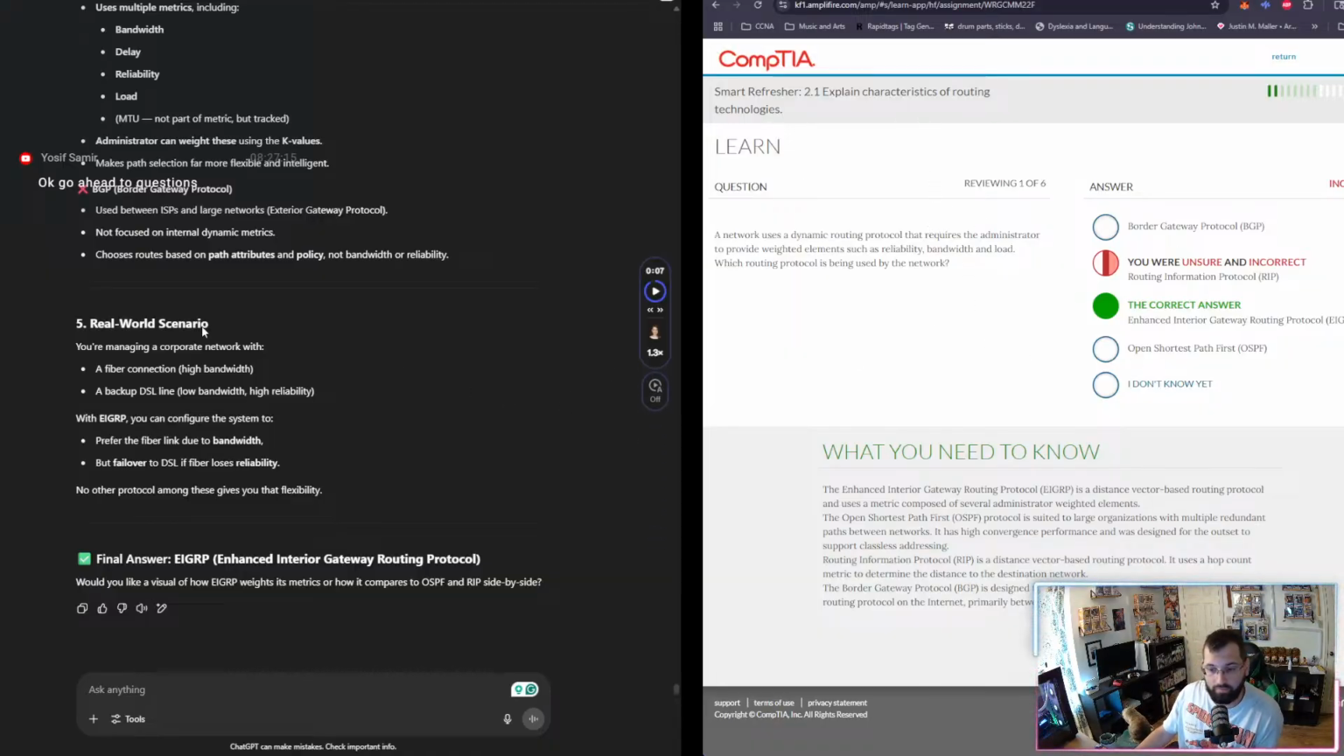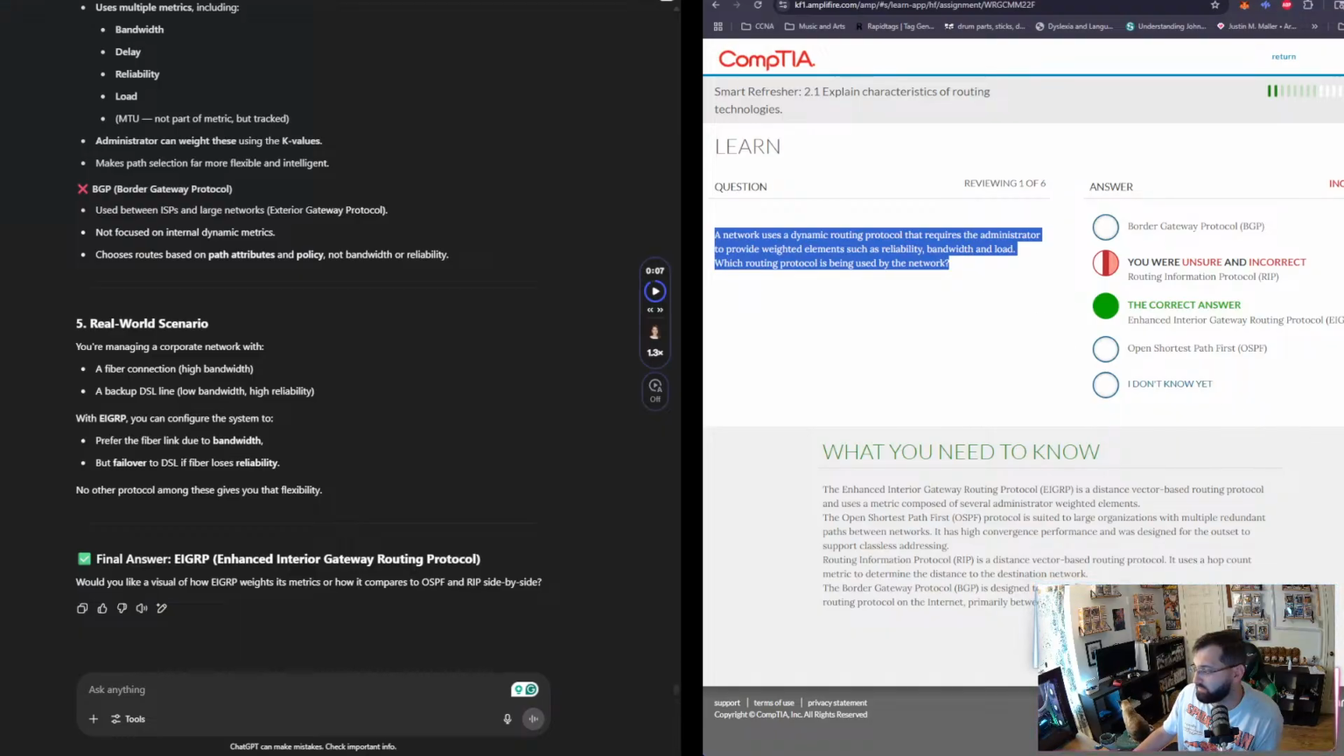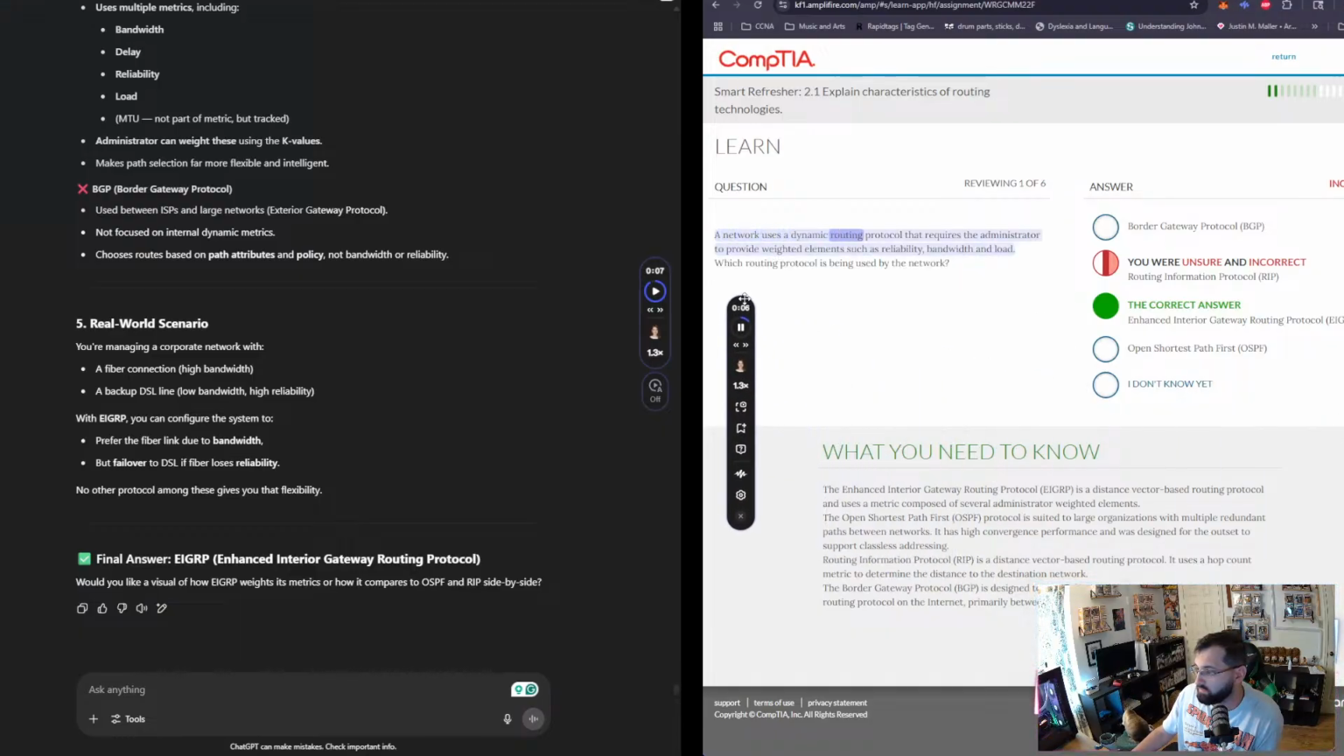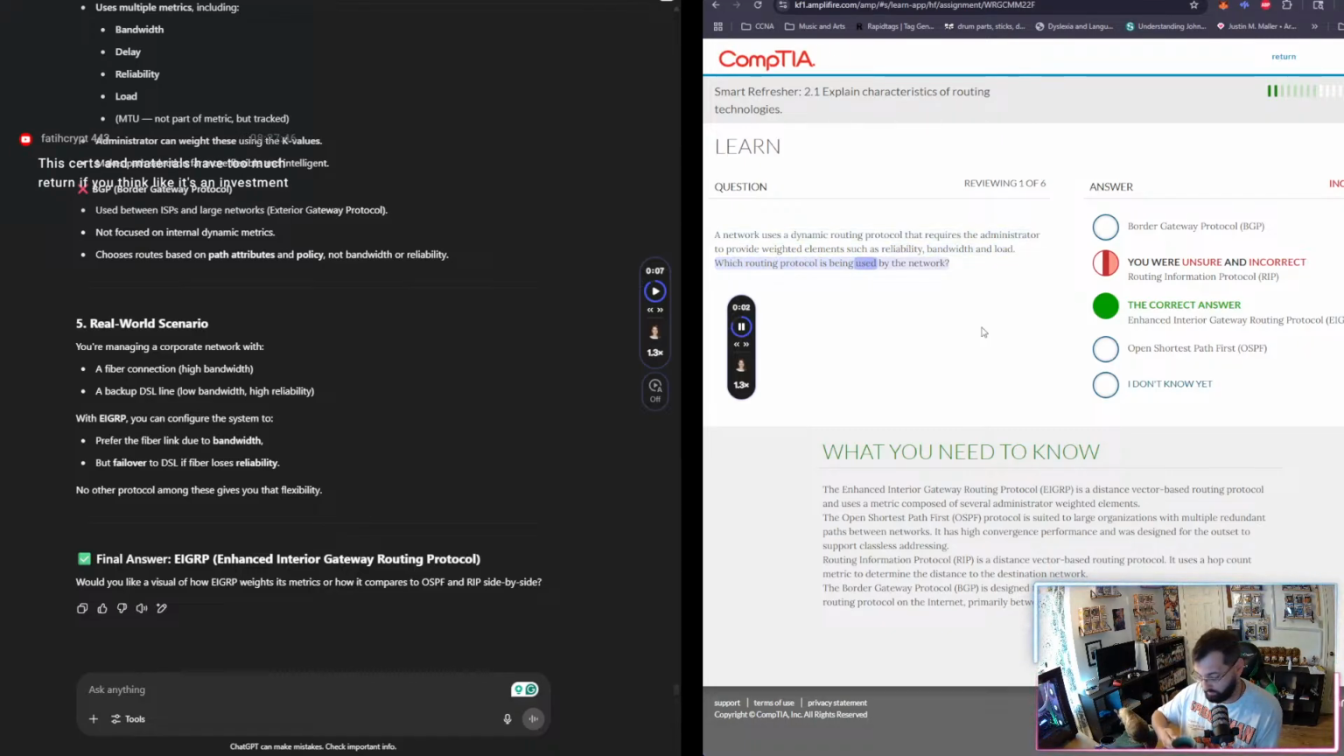Okay, enough of me talking from my high horse. Let's go back to the question at hand. A network uses a dynamic routing protocol that requires the administrator to provide weighted elements such as reliability, bandwidth, and load. Which routing protocol is being used by the network?